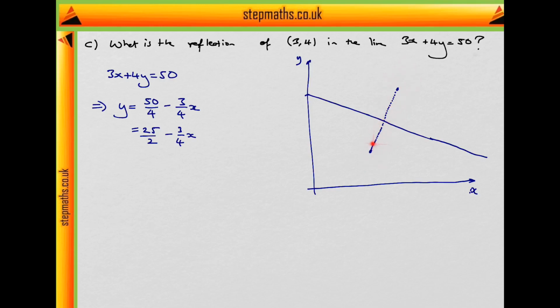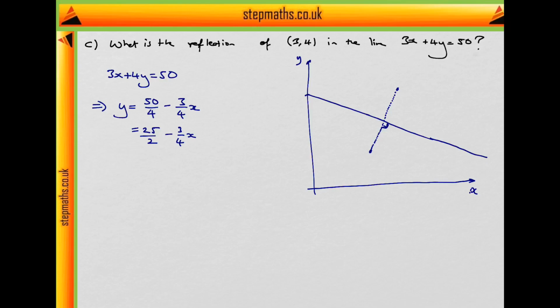But how are we going to do it? Well, look at this line here. We notice it is in fact perpendicular to our line y = 50/4 minus 3/4 x. So if we were to find the equation of the normal to this line, and then find where that normal intersects the line, then we'll be able to find the distance from our point to the line, and then we can simply do the same thing in the other direction to get the reflection.